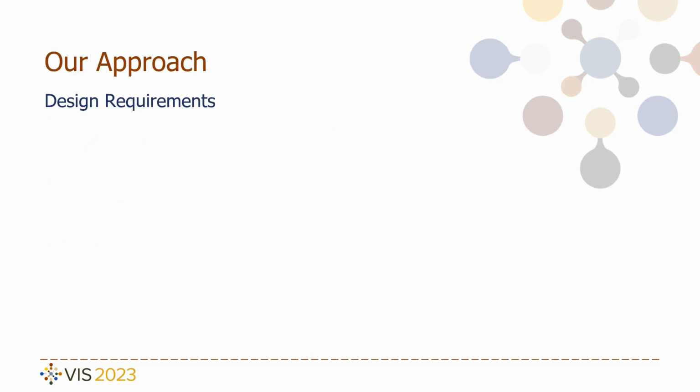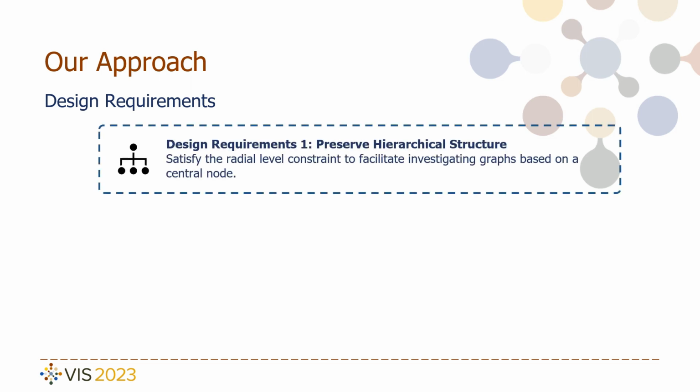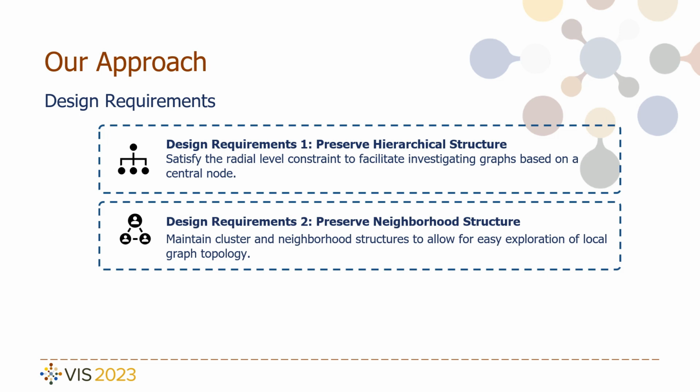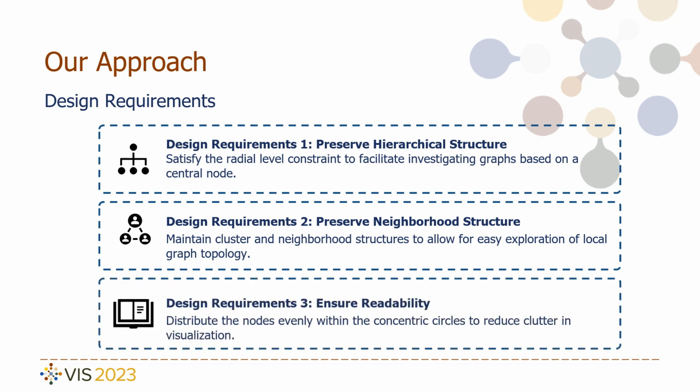The design requirements of our method are summarized as follows. Firstly, preserve hierarchical structures by satisfying the radial level constraint. Secondly, preserve neighborhood structure for easy exploration of local graph topology. Lastly, ensure readability by evenly distributing nodes within concentric circles.